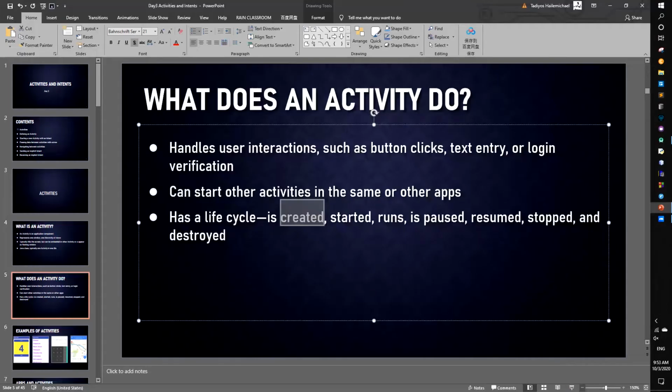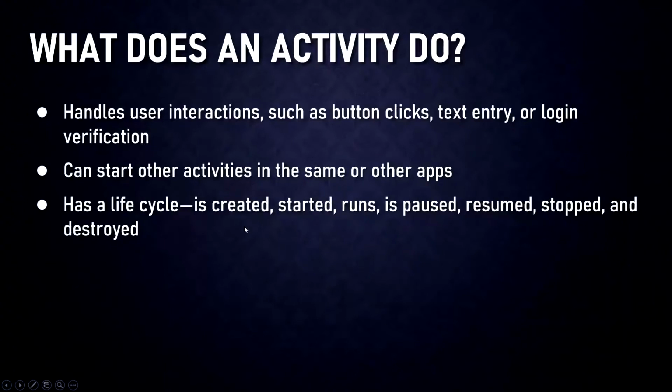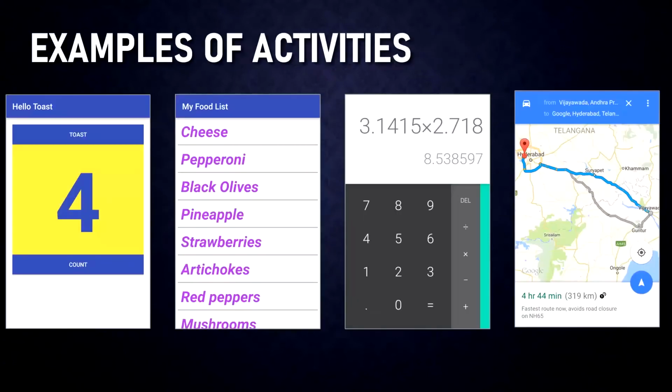Okay, so there are also a bunch of other life cycles that we may use in our app development. You can go through all the other life cycle methods, like when our activity is paused, resumed, stopped, and destroyed. You will use all these life cycle methods in our app. We are not going to use them in our workshop now. These are some examples of activities.